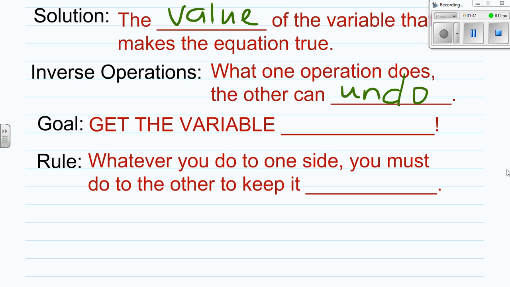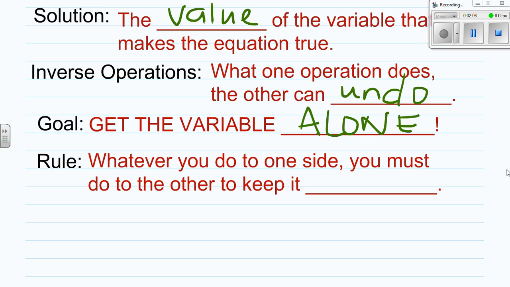Our main goal in solving any type of equation is to get the variable alone. I can't stress that enough. That is what we are trying to get. We're trying to figure out what x is or what w is. We want to know what that value is, and in order for us to do that, we're going to have to get it alone.